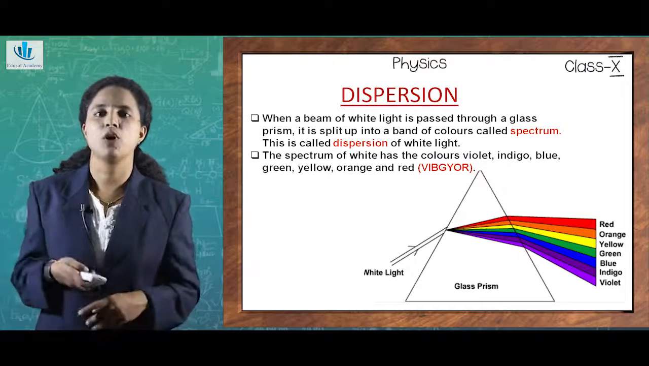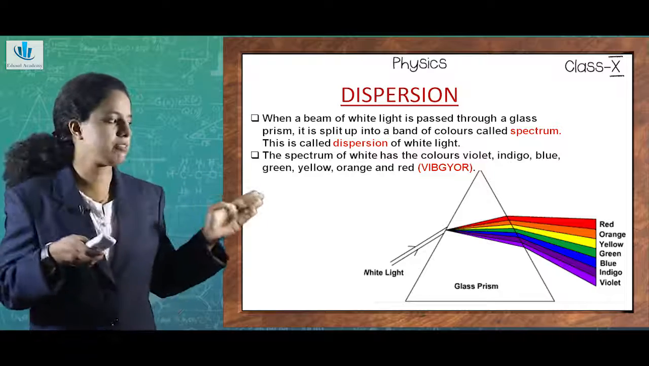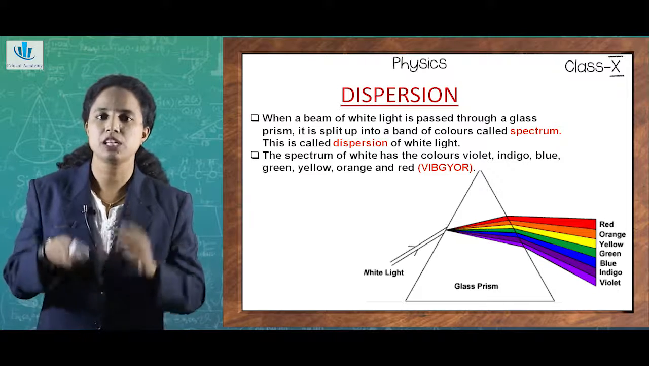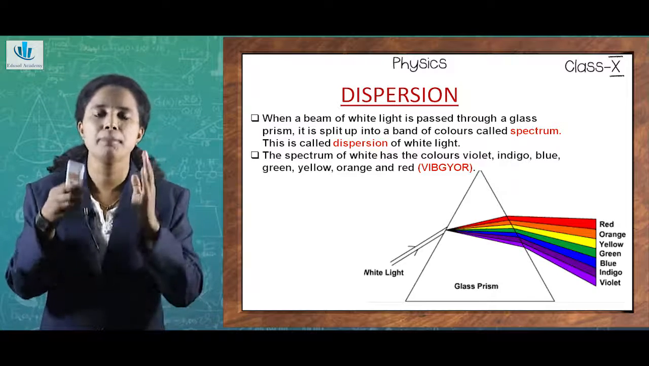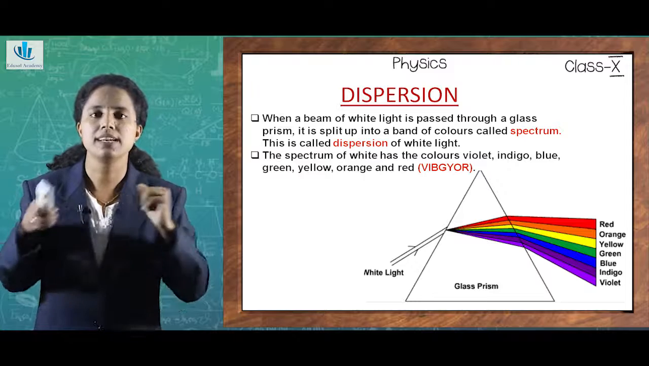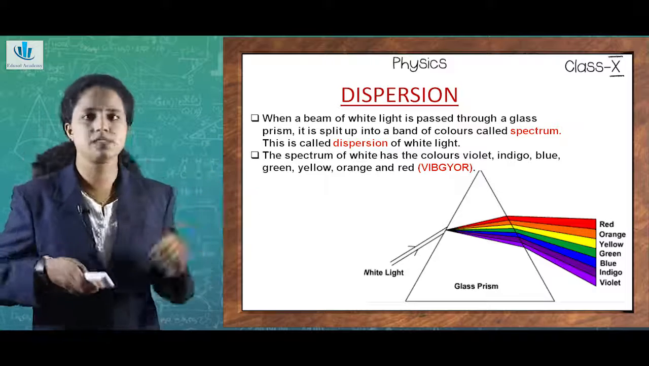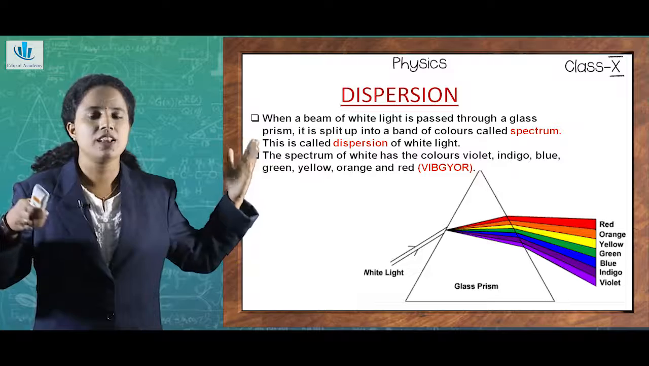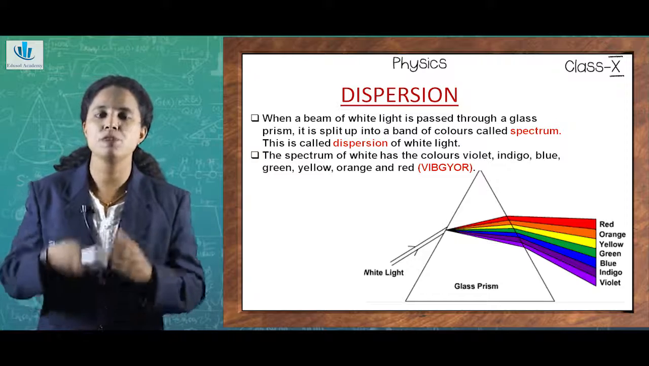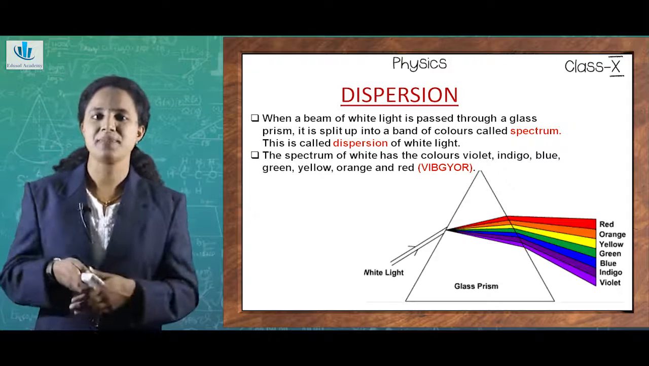So, dispersion is yet another phenomenon where a beam of white light is passing through a glass prism. As you can infer from the picture, it is also a prism that is being shown here. What was the peculiarity of a prism? In case of a prism, the refracting surfaces are not parallel, and here it has two triangular edges and three rectangular sides. So, when I pass white light through a glass prism, what happens? On the other side, you can see the beautiful Vibgyor colors, isn't it? The white light when passing through a prism splits into a band of colors and you get a spectrum. So, this is called dispersion of white light.